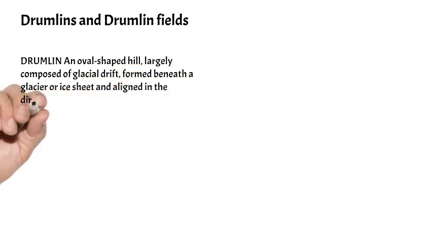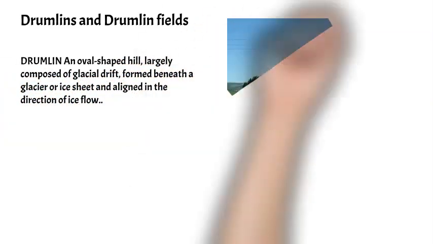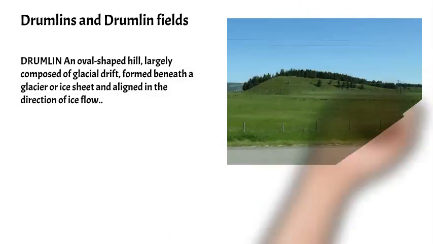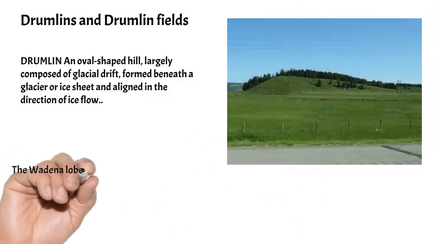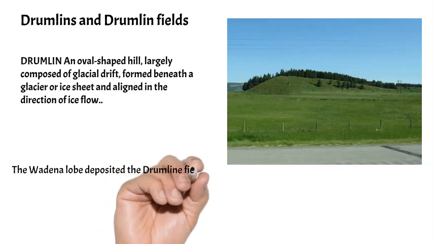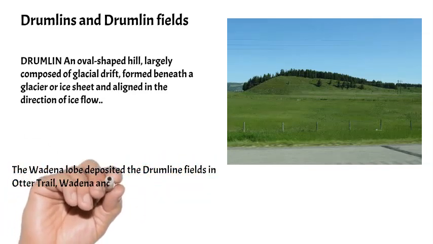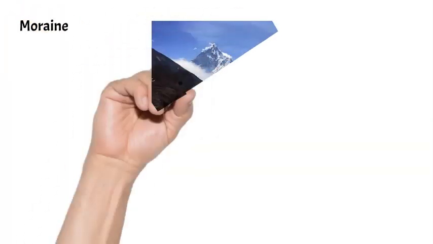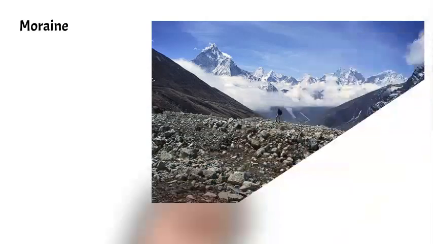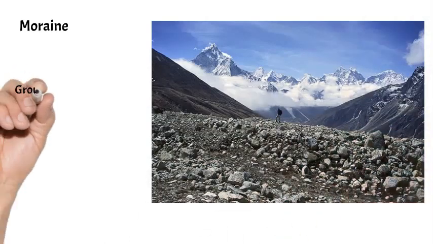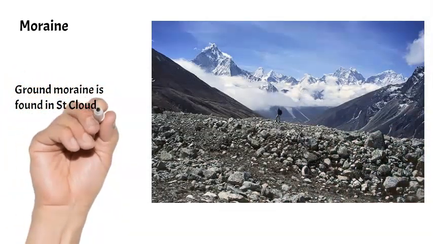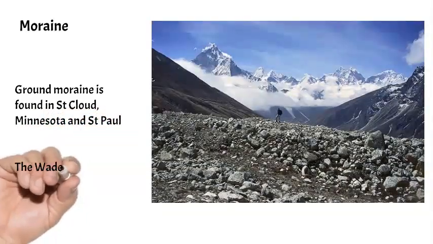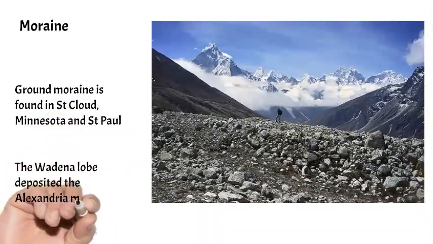Drumlins, remember, are oval-shaped hills that are often formed through deposition, particularly during periods of rapid melting. The Wadena lobe deposited the drumlin fields of Otter Tail, Wadena and Todd counties. We also have moraine, and these are not just small terminal or recessional moraines, but large areas of ground moraine found in places like St. Cloud, Minnesota and St. Paul.